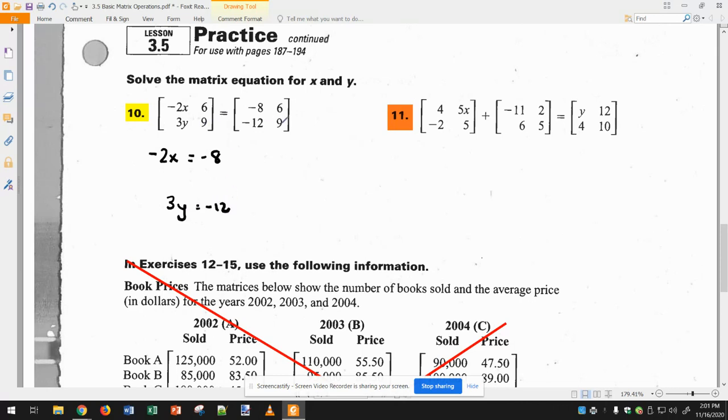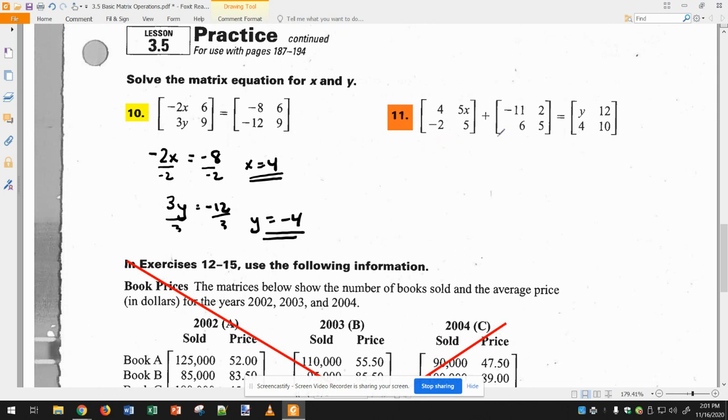Okay, and 9 equals 9, right? So we can figure out x and y now. Just divide by negative 2, and we get x equals 4. And we divide this by 3, and we get y equals negative 4. Okay, now you do the same thing here, only you're going to have to add these two matrices first and then set them equal. So I can start it for you.